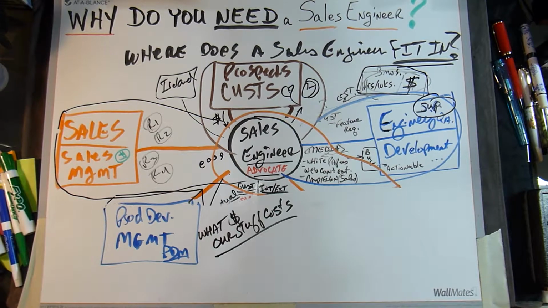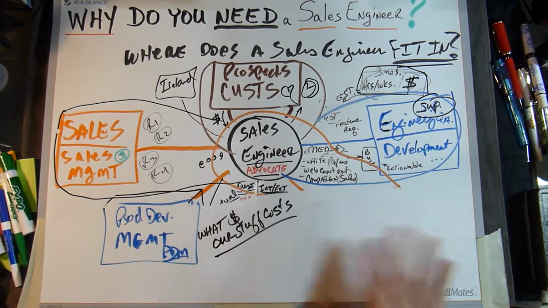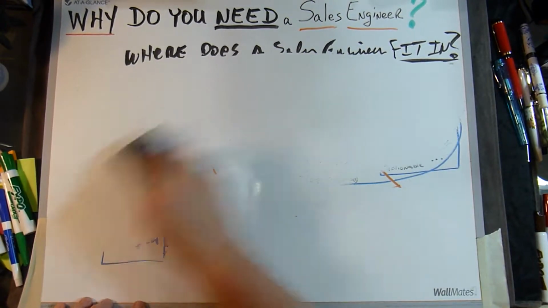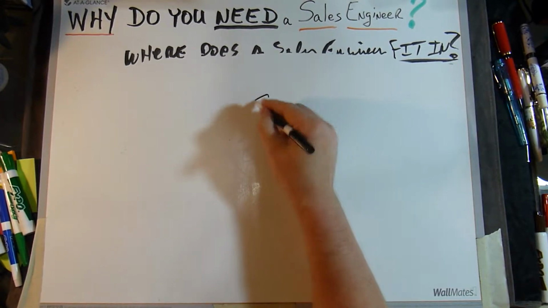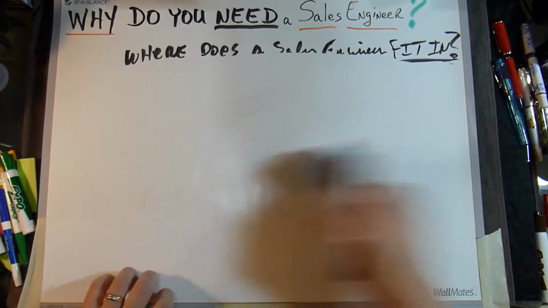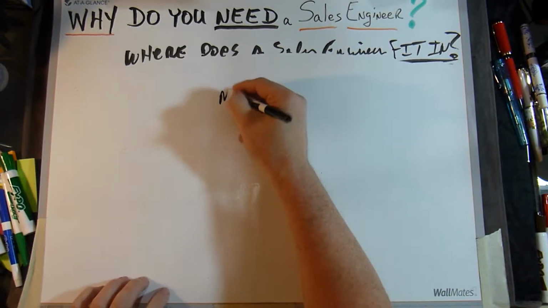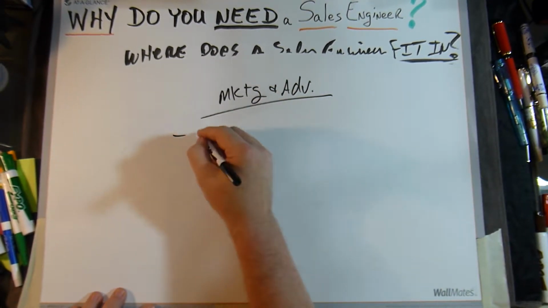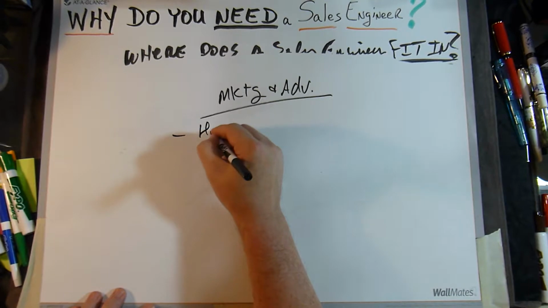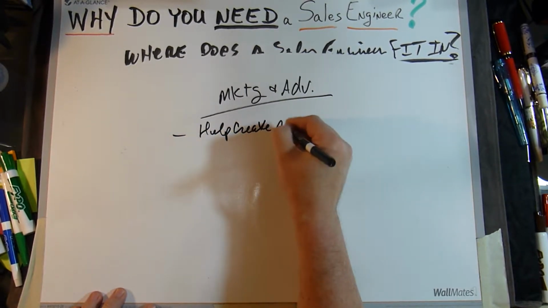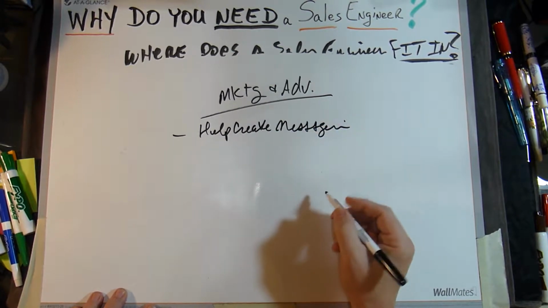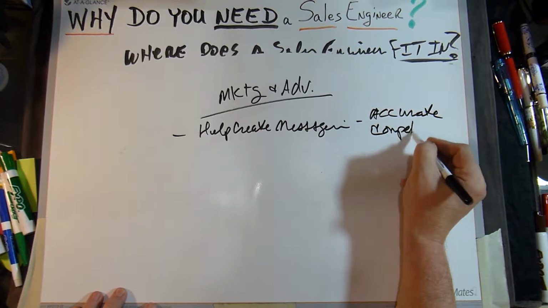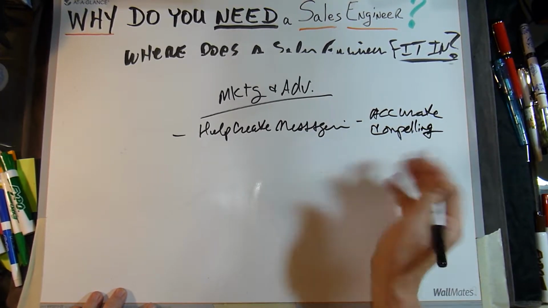Now, marketing and advertising that we talked about here, and I erased to make room here, one of the things that we do, a few things that we do, and now I can erase some of this because we've had time to think about it. For marketing and advertising, a sales engineer will help create the messaging to make sure it's accurate and compelling, because we're very good at writing. We understand how to make compelling literature. We understand sales.